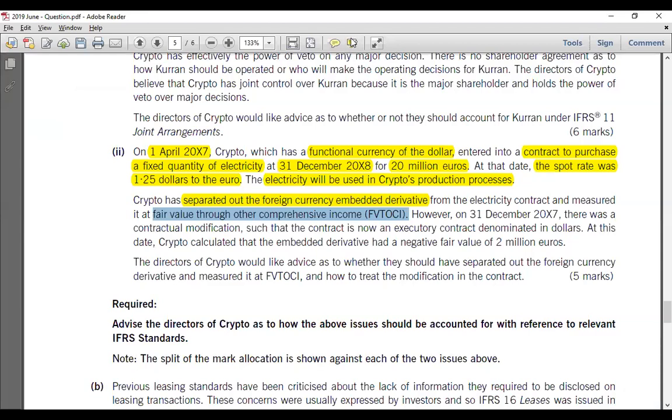Huawei is saying that I can't see the screen. Huawei, I've updated the question, so you should be able to see now. However, on 31st December 2007, there was a contractual modification. So we have modified the contract later on, such that the contract is now an executory contract denominated in dollars. So we changed the contract back to be in the dollars. This means now after the modification, there is no more embedded derivative into it. After the modification, the embedded derivative has been removed.